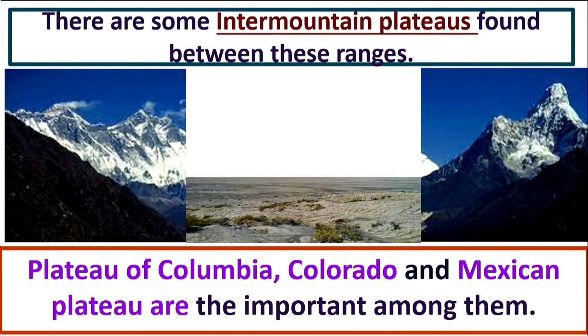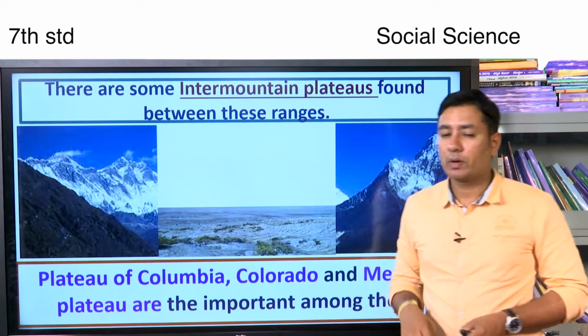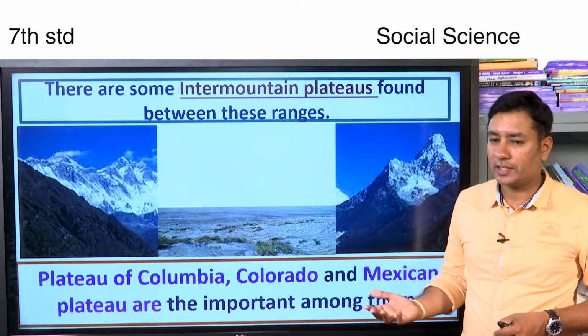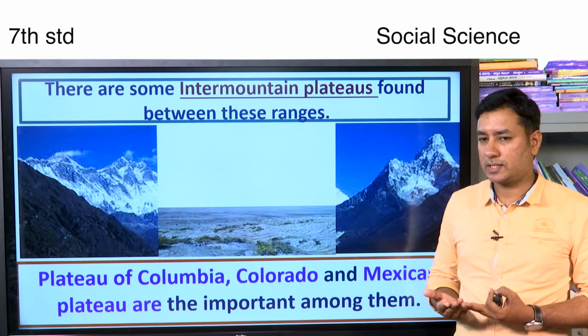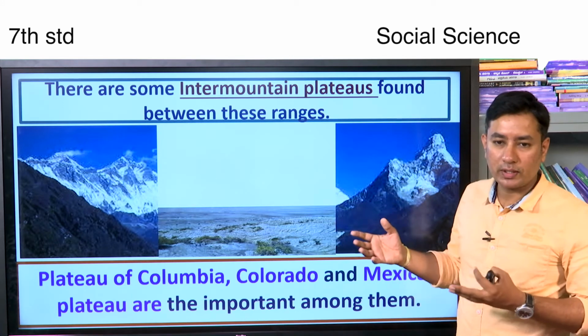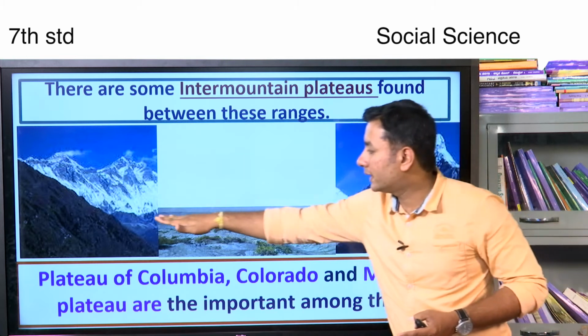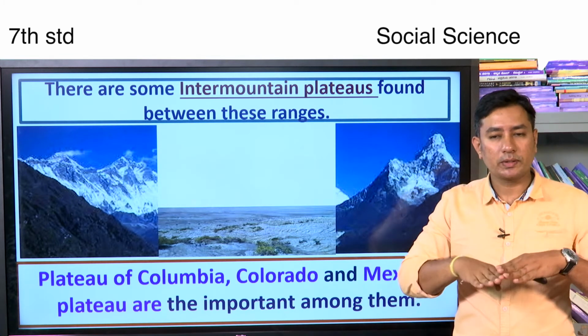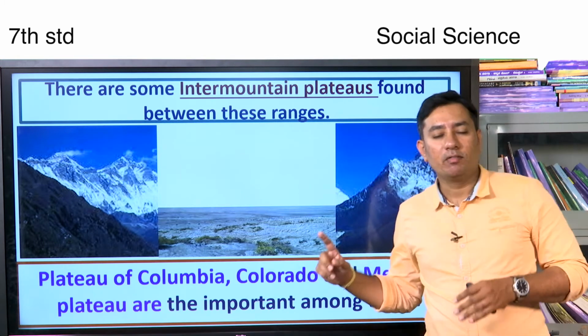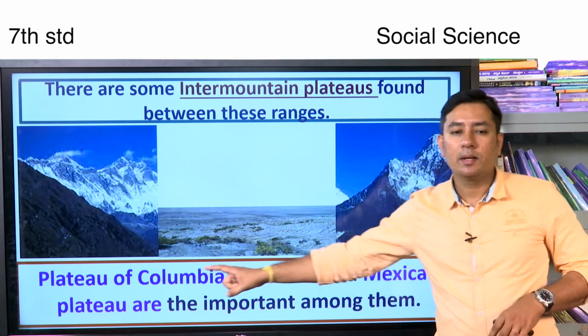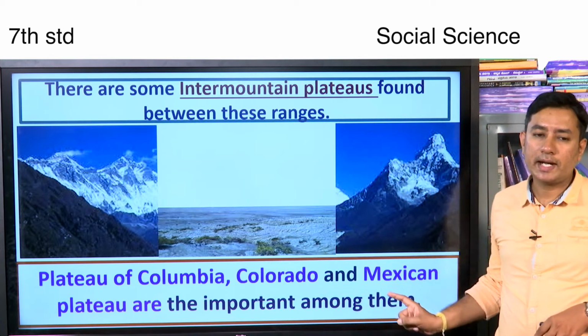So, there are some intermountain plateaus. What are intermountain plateaus? This picture depicts it very easily. Two mountains are there. In between, plain land was formed. Why is that? That is because of denudation, because of weathering, because of some other natural process. Whatever the material, pebbles, everything which comes from the mountain, will be spread over here. So, this land will become flat. That we call an intermountain plateau. Clear? Very important intermountain plateaus are the Plateau of Columbia, Colorado and Mexican Plateau.